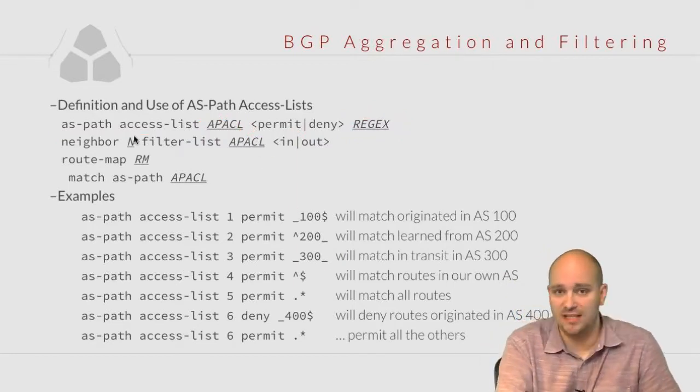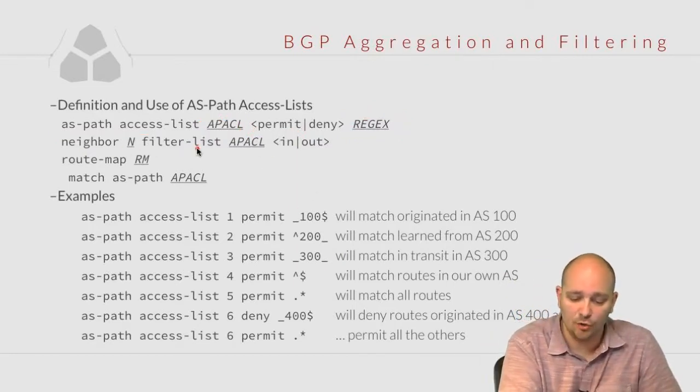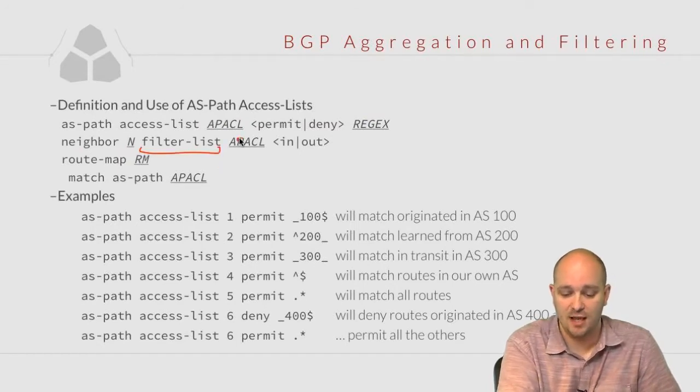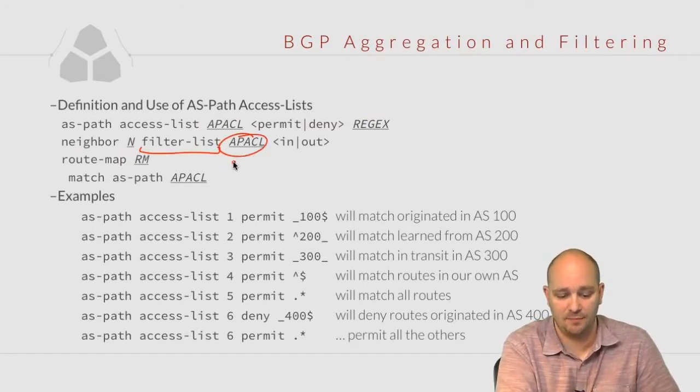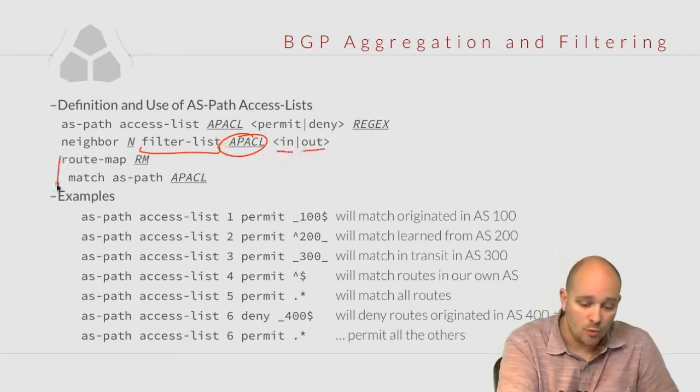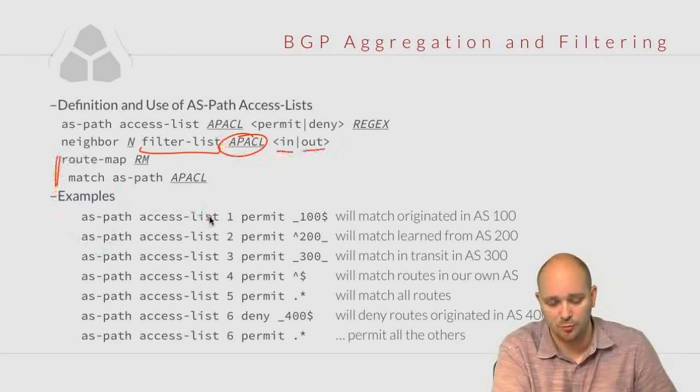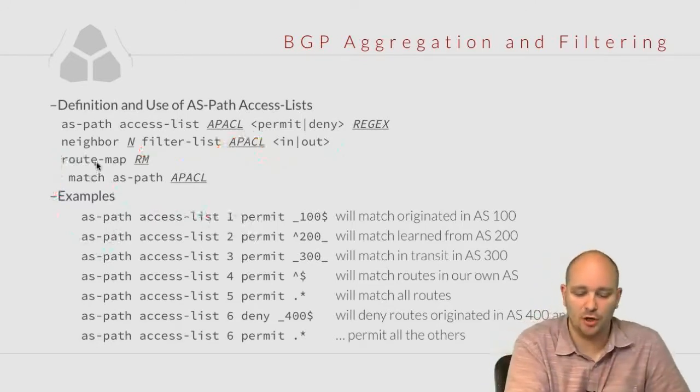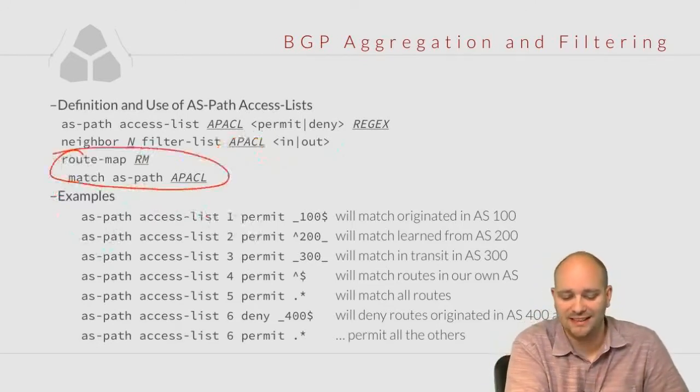And then we can use these access lists either directly on the neighbor using filter list, where we specify the AS path access list in either the inbound or the outbound direction, or we can reference them from the route map. Now, I'm going to pause here and talk a little bit about the syntax in the route map.